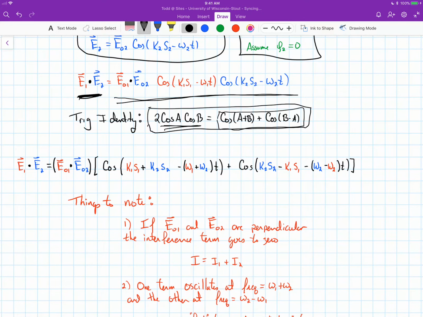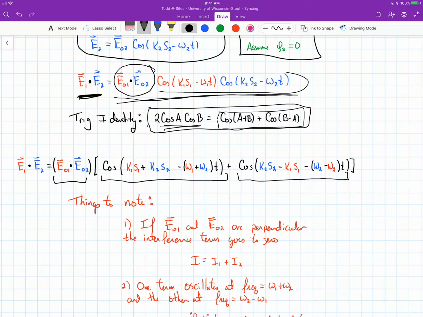So, dot product. Now notice that out front here we have a dot product between the two field magnitudes. And so we've just pulled that out here, and then inside we've got the two terms that we get from combining these, actually expanding them out using the trig identity.